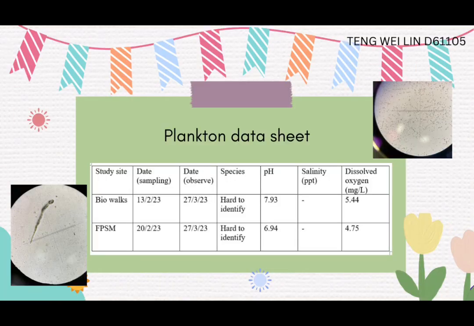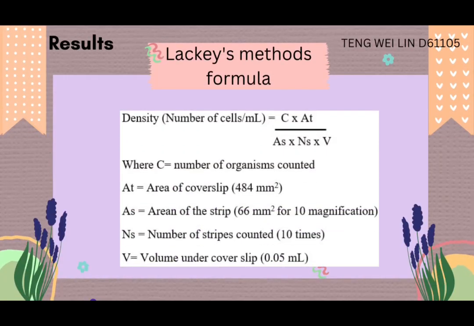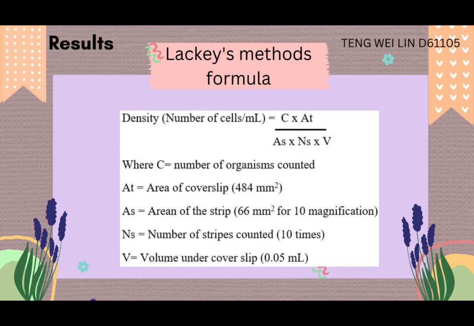This is the plankton data sheet. For types of plankton, it has to be identified, so we just count the plankton. Result. This is the Lackey method formula that we use to measure the cell density per ml.